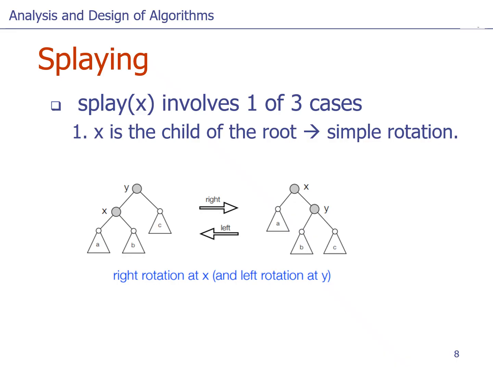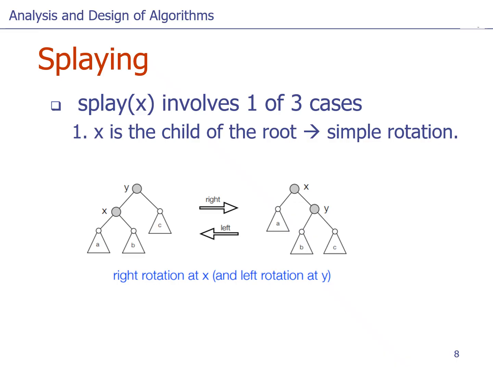The first case, X, which is what I'm interested to display, is the child of the root. This is what shows up on the left image over here. X is the child of Y, and Y is the root. So I'm going to do what's called a simple rotation. And in this case, I will rotate X through the root. Meaning by that, I will make X the root and Y the child of X. And since X was to the left of Y, when I rotate it through Y, I will make Y its right child. And that's what you see on the image on the right.